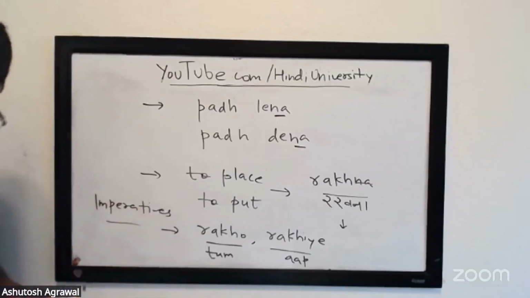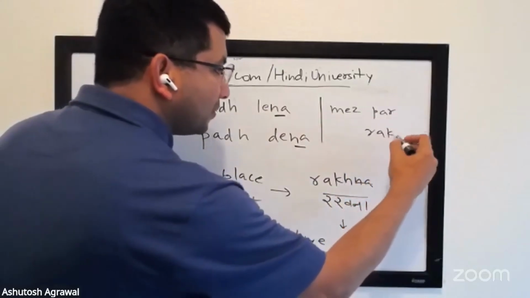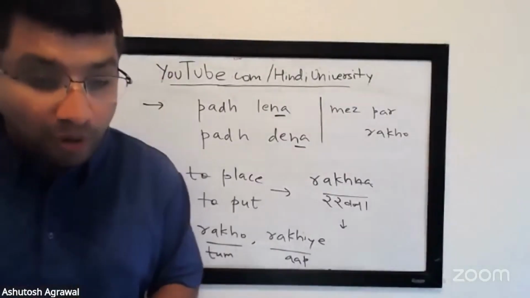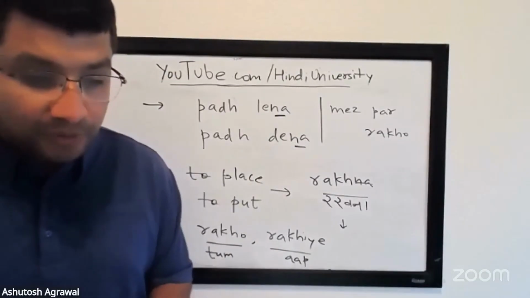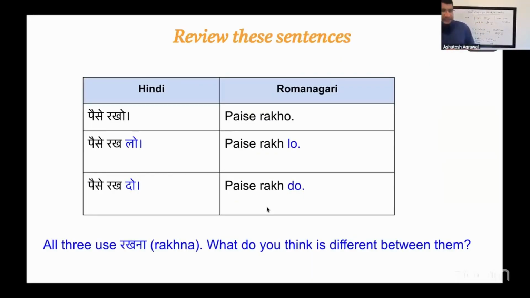So if I wanted to tell you to put something on a table, how would I say? Mez par rakho. If I want to say put the book on the table, kitab mez par rakho. So this is just a brush up. Right. So you have three sentences in front of you. Pad lena is pad lo, pad dena is pad do. Think about it this way. Right? So you will see three sentences. Paise rakho, paise rakh lo, and paise rakh do. Put the money down, right? That's it.